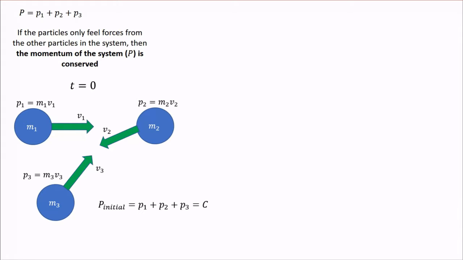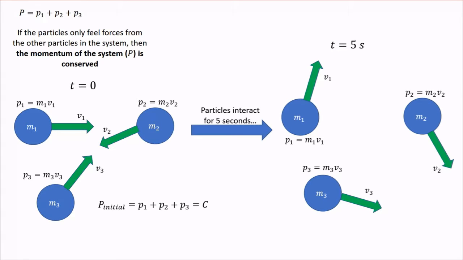Then, over some stretch of time, let's say 5 seconds, the particles interact with each other, either through collisions or through other forces. Each particle might change its own momentum due to these forces it feels. But if we add up the momentum of all the particles at t equals 5, we will always find that the momentum of the system is the same value as before. This is the conservation of momentum principle.